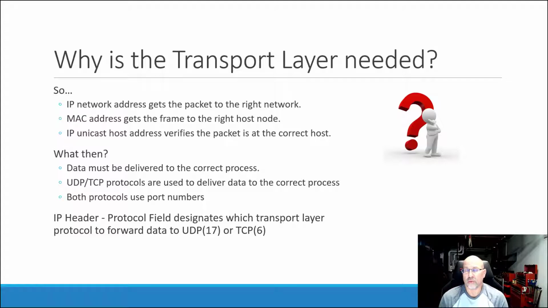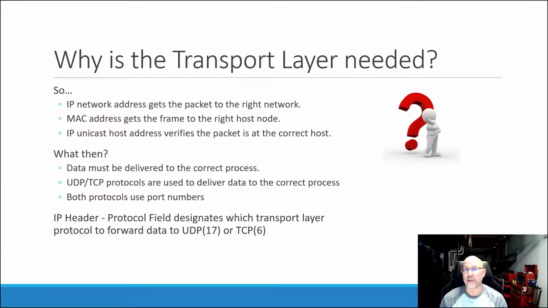Okay, so the destination gets a frame, says, yep, that's my MAC address, opens it up, yep, that's my IP address, now what? So the data has to be delivered to the correct process. And as you're probably aware, every node that's out there can have a whole bunch of processes going on. You might be in a Zoom session. You might have a game going at the same time. Instant messaging. You can have a browser going at the same time.